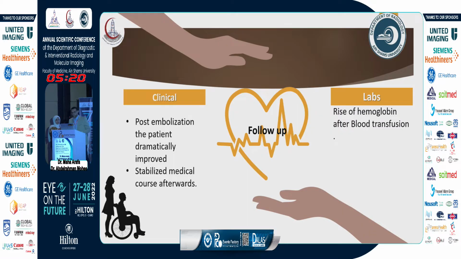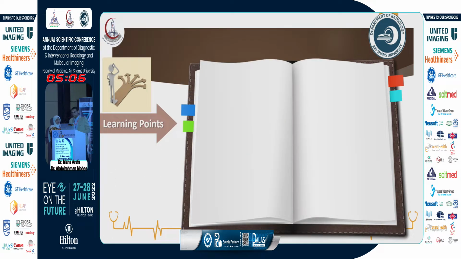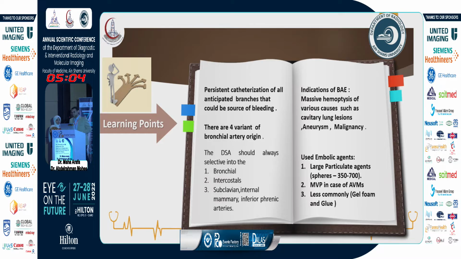Post-embolization, the patient dramatically improved with a stabilized medical course afterwards, and the hemoglobin rose after several packs of blood transfusion. So we have another life saved. So the learning points: persistent catheterization of all anticipated branches that could be a source of bleeding is mandatory. There is always not a single feeder to the bronchial artery bleeding.